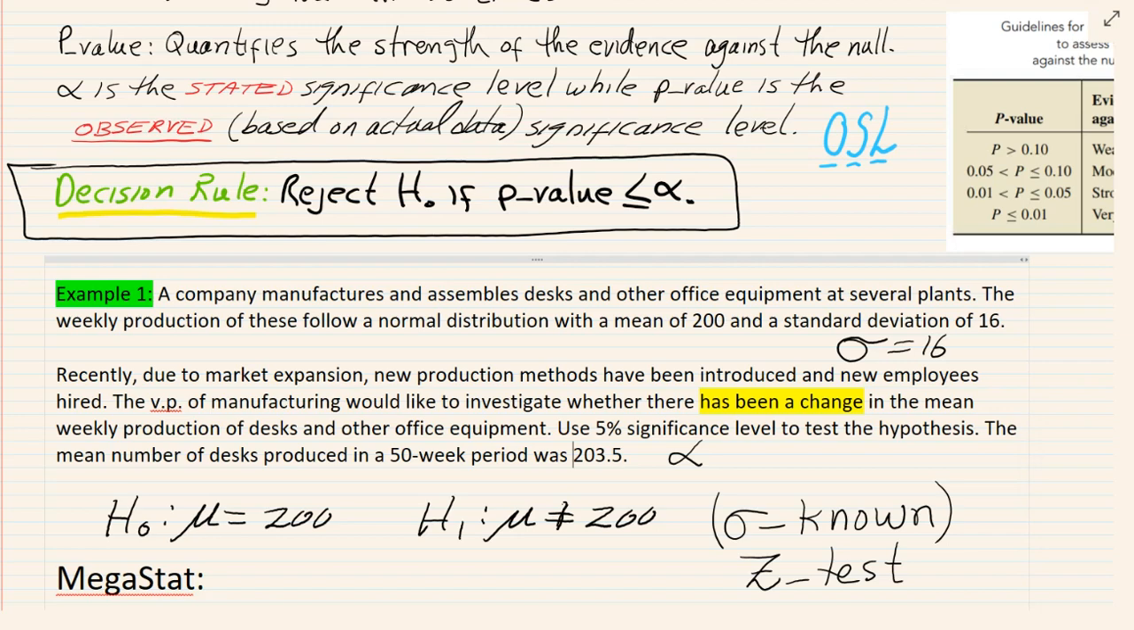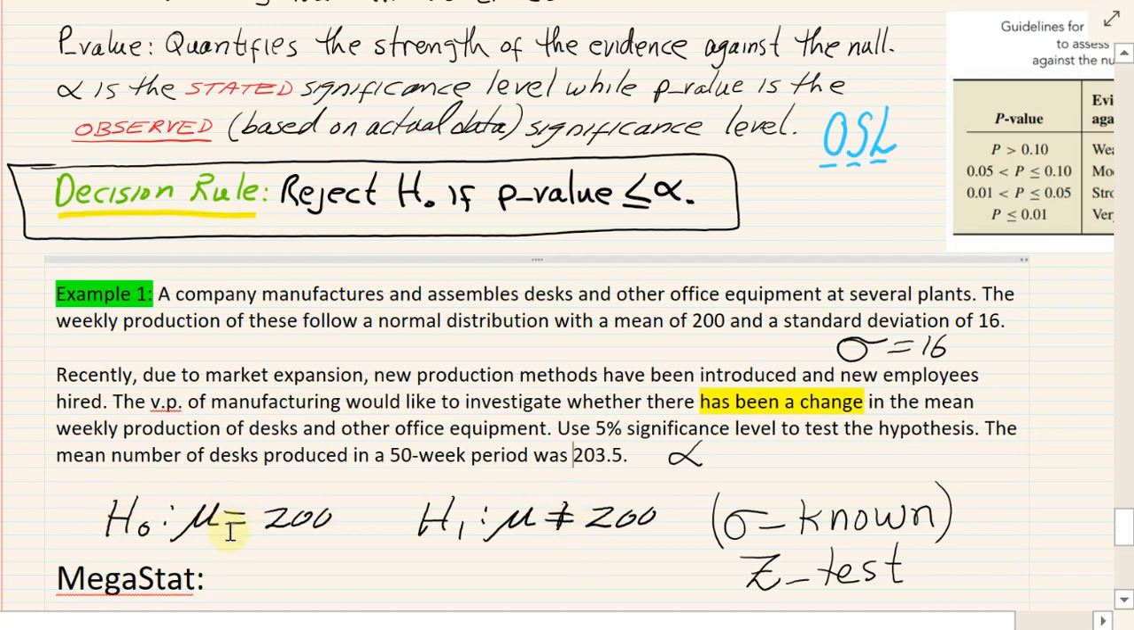going to be a two-tailed test of hypothesis, and I have it in yellow here. The researchers want to know if there has been a change. It doesn't say more or less in the way of production. It doesn't say they're making more or fewer desks. It just says, has there been a change? Because we don't have a direction, we're going to take alternative to be not equal to.